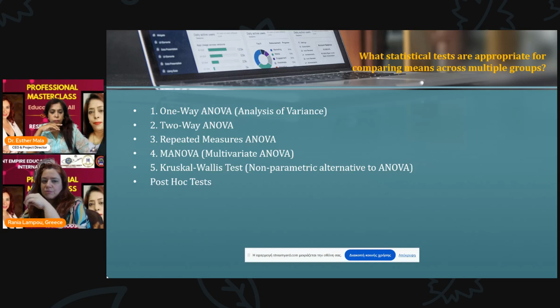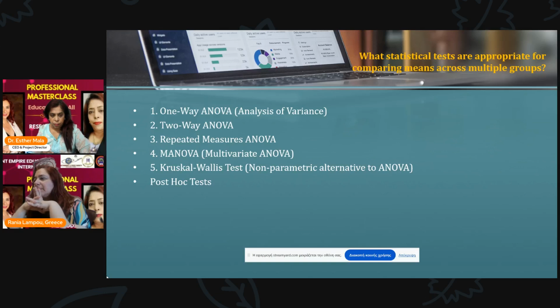What are our assumptions here? Normally distributed groups, homogeneity of variances, meaning equal variances, and independent observations. For example, we want to compare average test scores across four classrooms. On the other hand, two-way ANOVA. We use this when we are examining the effect of two independent variables on a dependent variable, and then we can detect main effects and interaction effects, for example, when we test the effect of teaching method and gender on test scores. Repeated measures ANOVA.